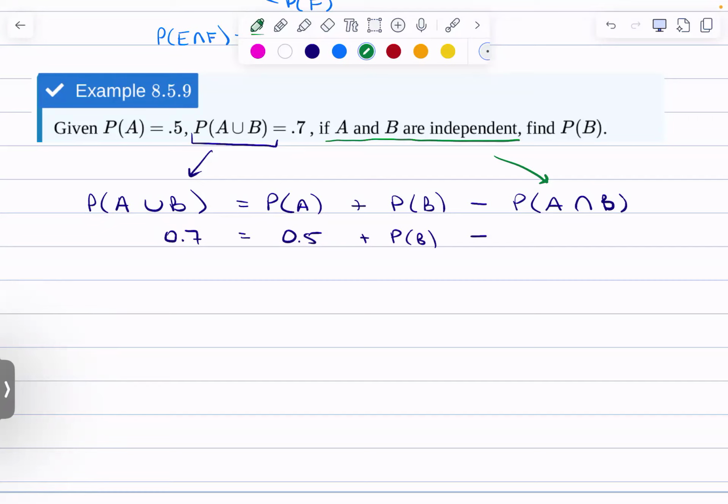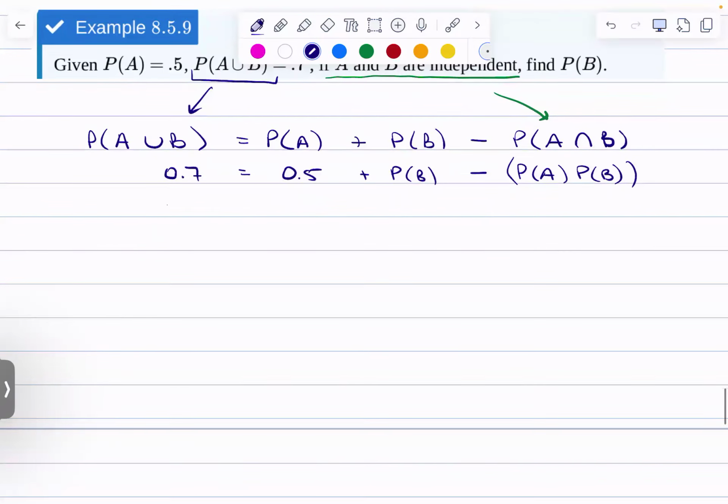And so that only helps me a little bit, right? The probability of A times the probability of B. Why does that only help me a little bit? Because I know the probability of A, but I still don't know the probability of B. That's okay. I'll put brackets around that. So if I plug in, I'm just going to write out minus 0.5 times the probability of B.